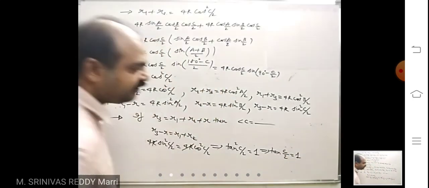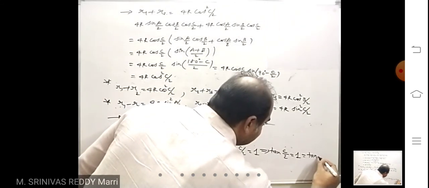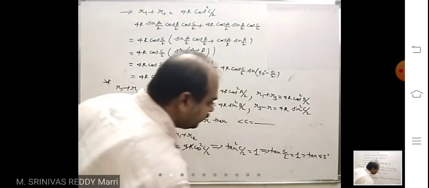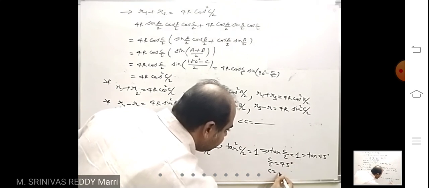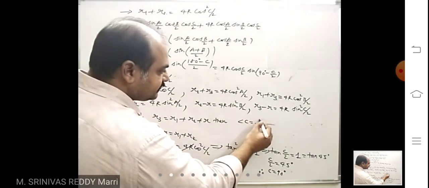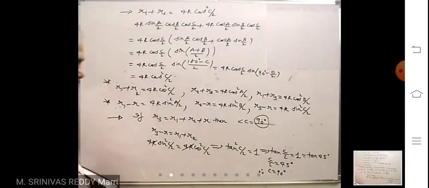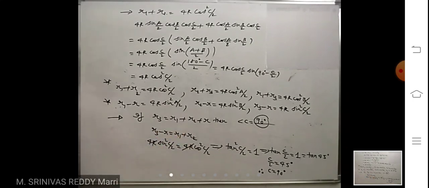This implies tan C by 2 is 1. So this is nothing but tan 45 degree. Therefore, C by 2 is 45 degree, so C is 90 degree. So the answer is 90 degree. If you remember these terms, you can minimize the simplification by substituting them. Like that, use the formula.